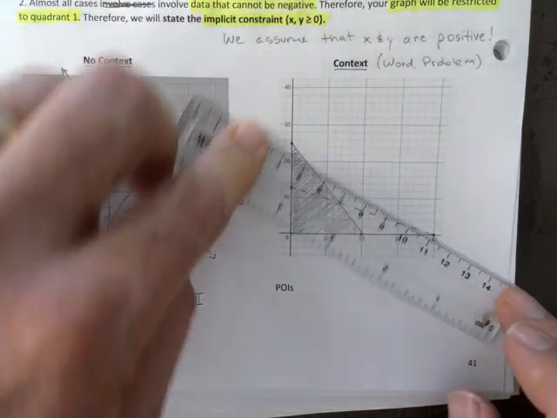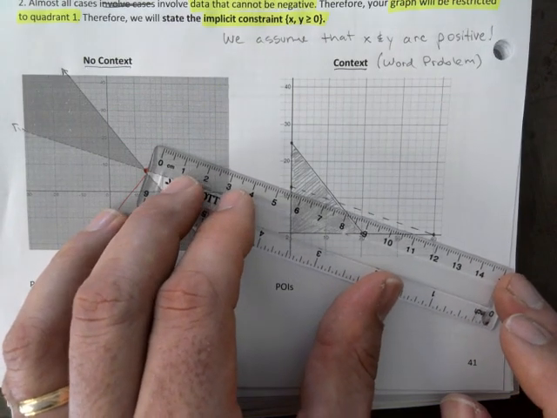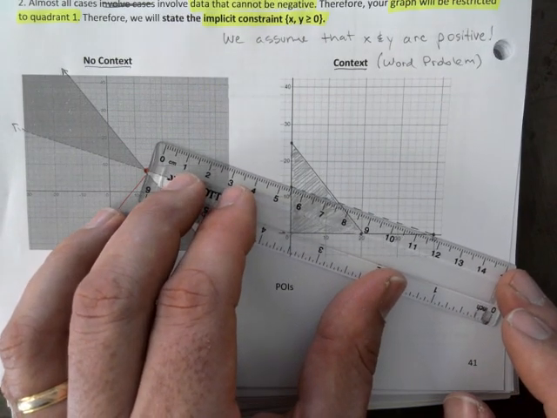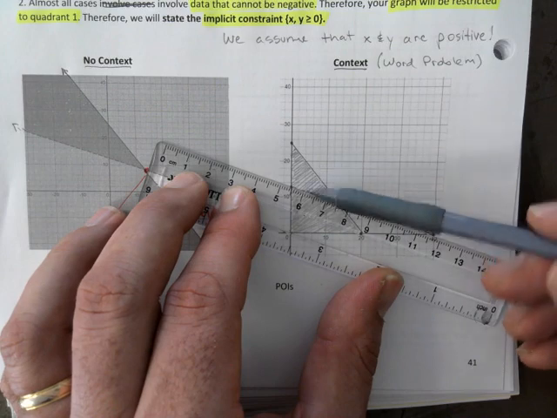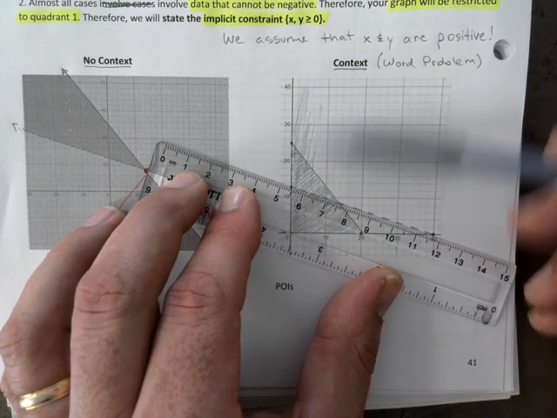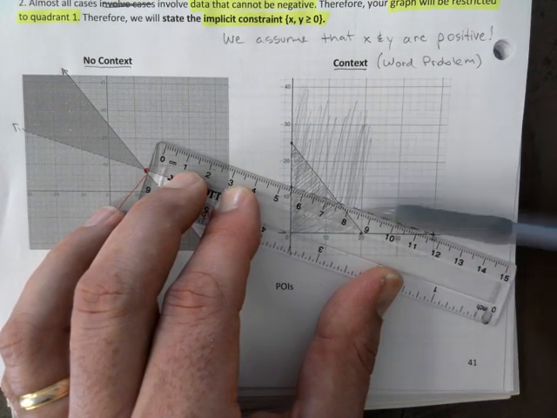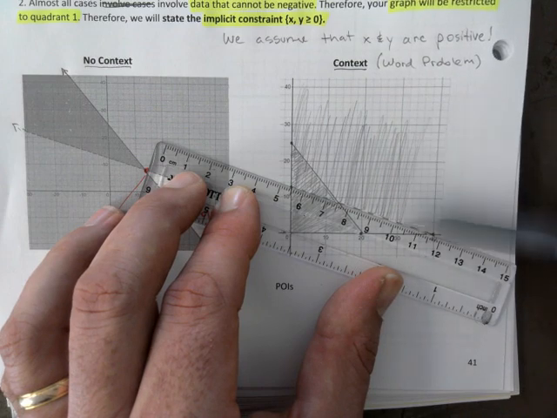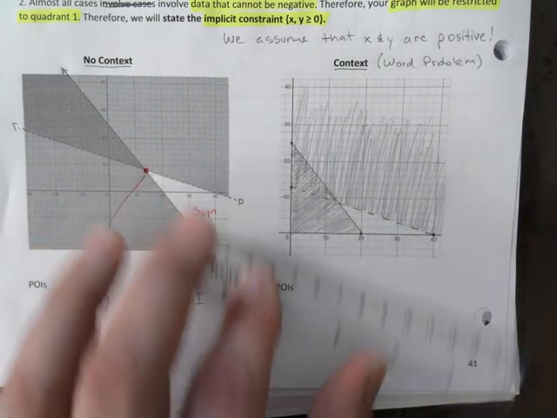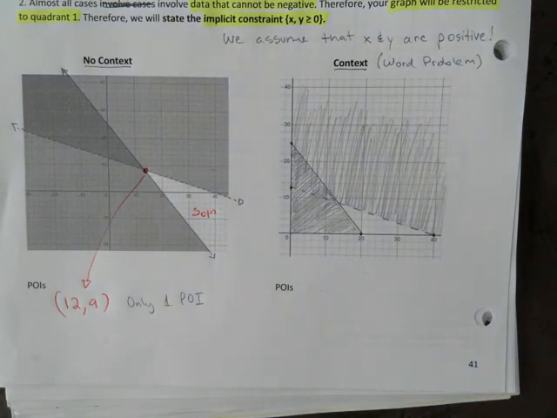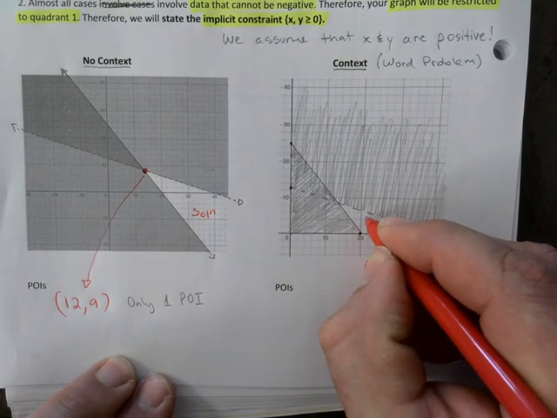And then we go to the dashed line, and I shade everything above that one because that's how it was on the original. Okay. So our solution region is here.